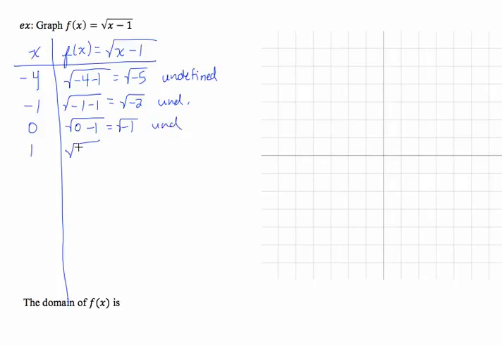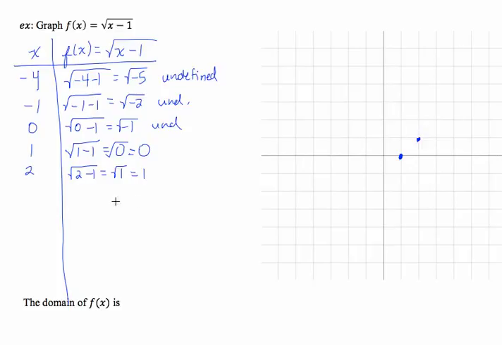If I plug in 1, I have the square root of 1 minus 1. Square root of 0 is defined. The square root of 0 is 0. There's our first point on the graph finally. When x is 1, y is 0. Now let's try 2. We'd have the square root of 2 minus 1. Well, it's the square root of 1, which is 1. So when x is 2, y is 1.